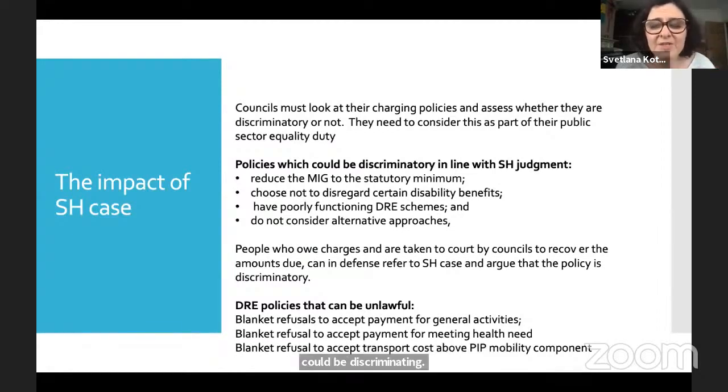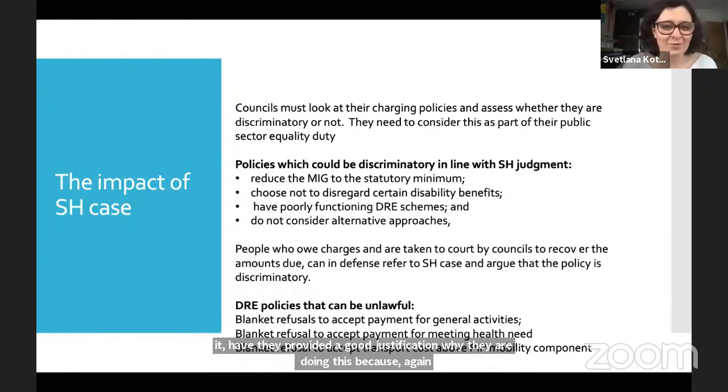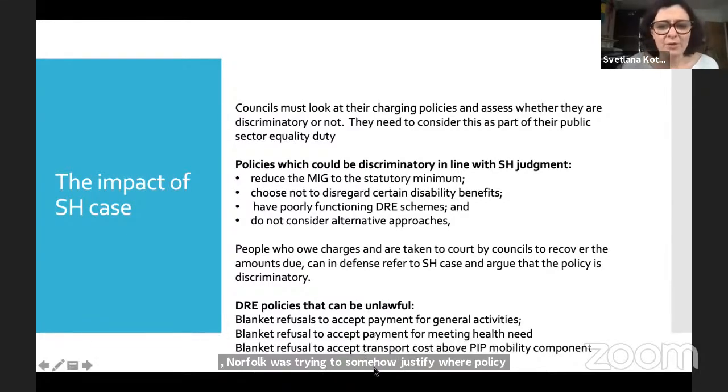Also, what must be taken into account is, have they considered, when they drafted those policies, the impact on this specific group of people? And if so, and if they still decided to go with it, have they provided a good justification for why they're doing this? Because again, Norfolk was trying to somehow justify their policy by saying that they will use this money to set up other services for this group of people, but it didn't really go down well.